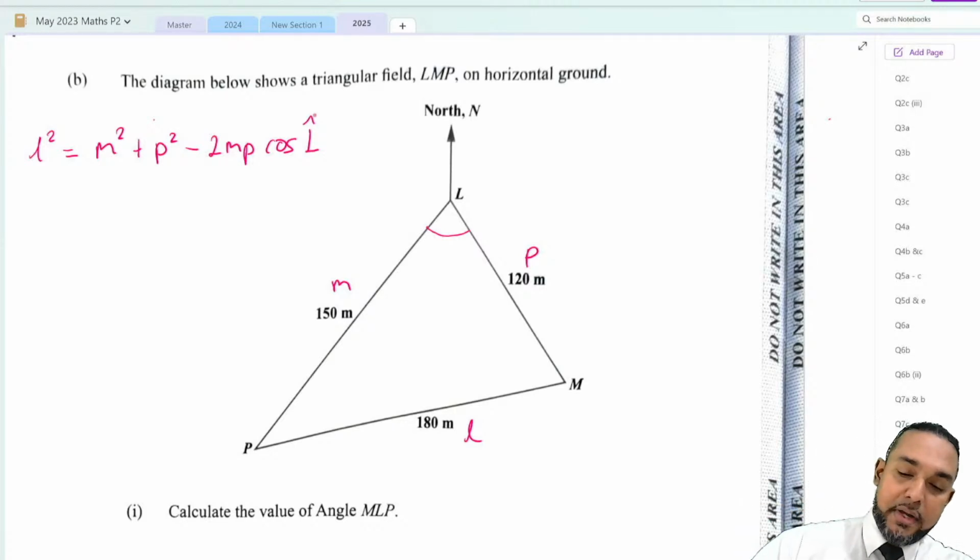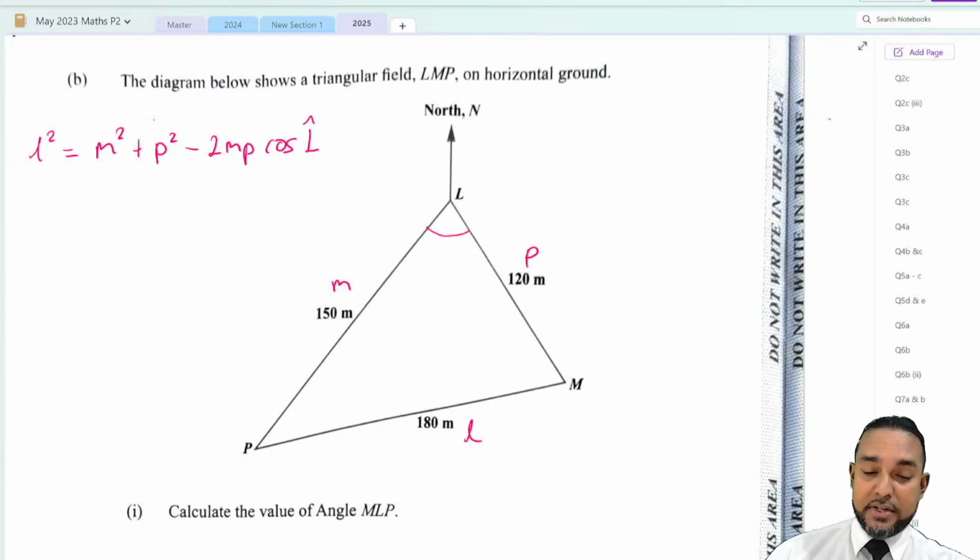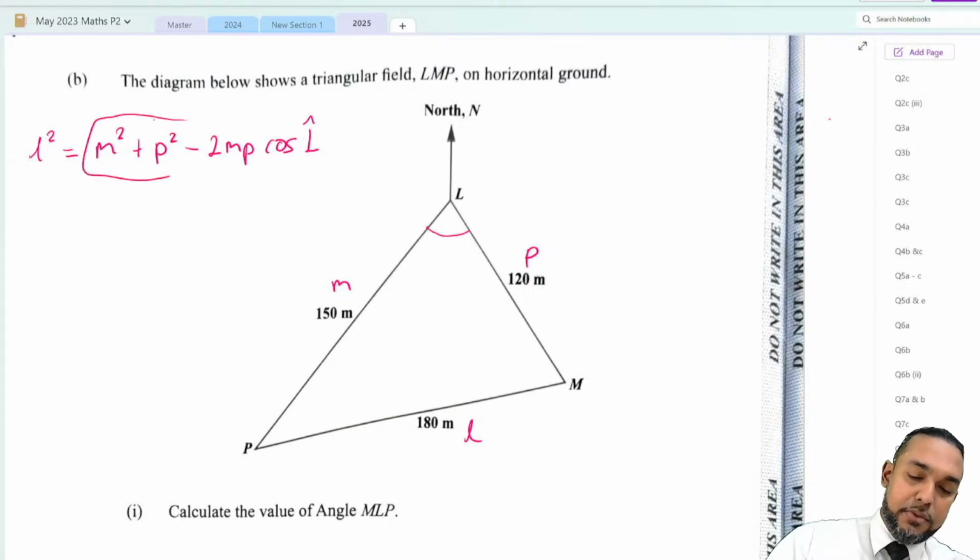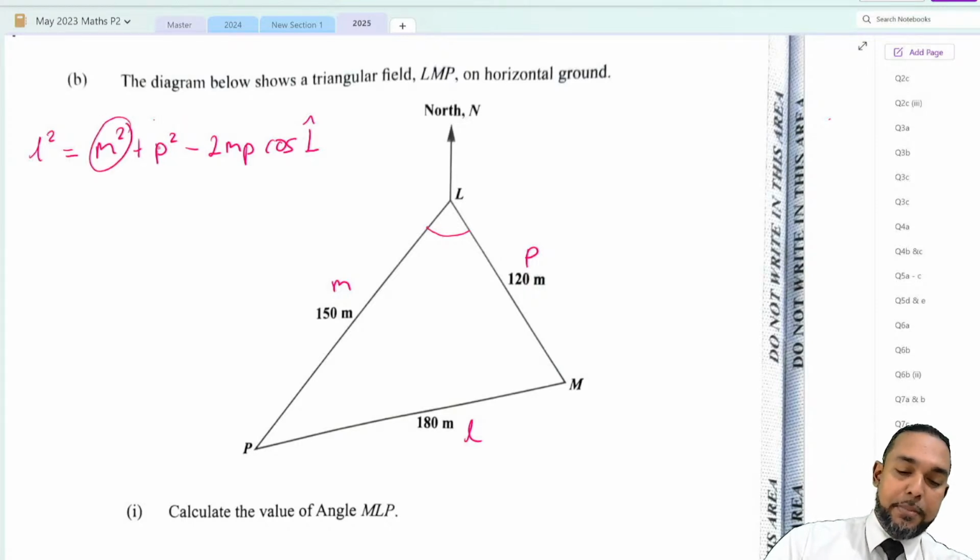Now we want to make this the subject. We have a few things currently attached to it. One way to do it is to shift across these two things here. Both of those are positive and being added, so we're going to subtract them to shift them across. So l squared minus m squared.